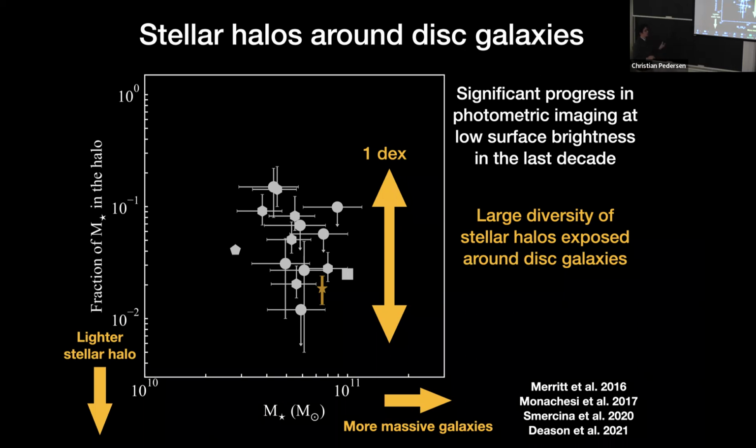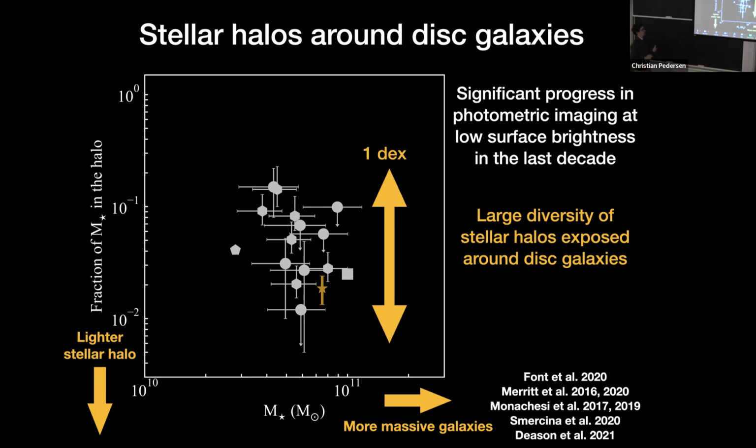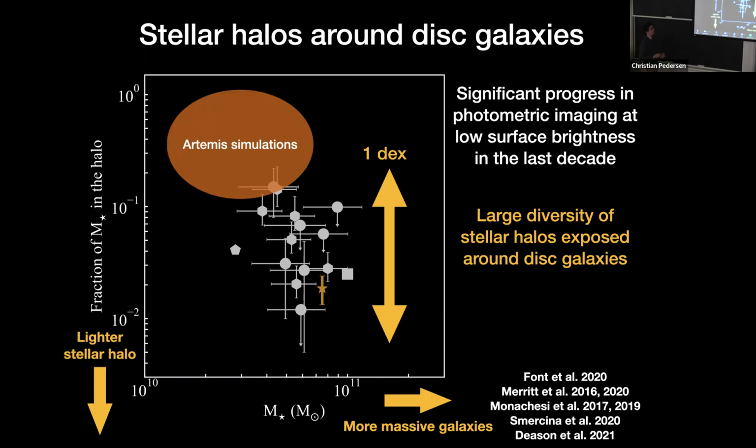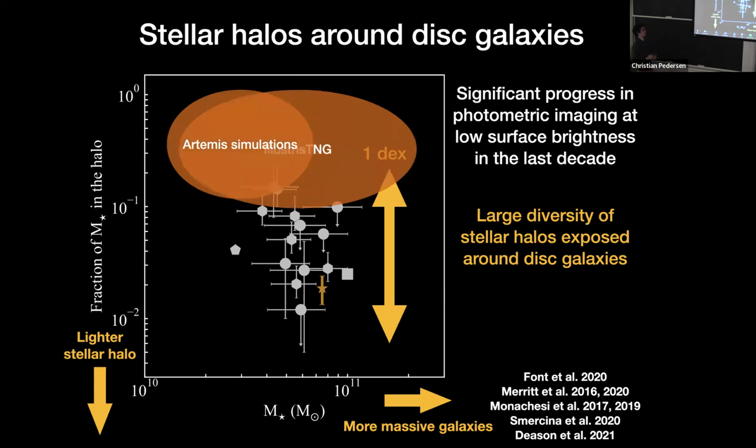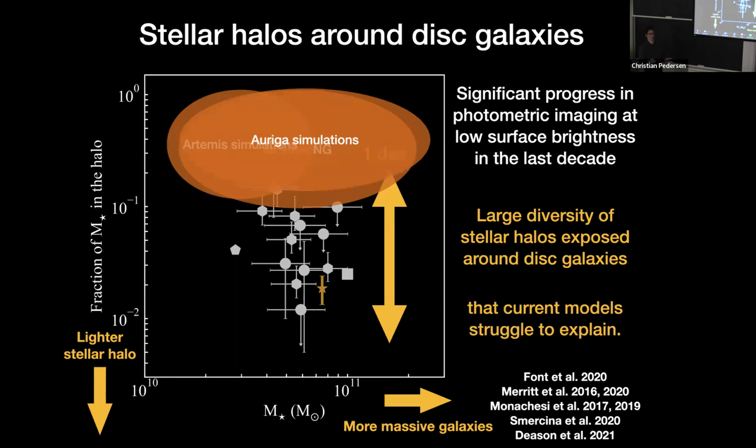And when we started comparing these against our best models for cosmological galaxy formation, this is what happened. Here I'm showing you some results from the Artemis Zoom simulations, some results from the Illustris TNG simulations, and some results from the Auriga simulations. My goal here is really not to point fingers. It's a way to say that there is a lot to be learned about our galaxy formation modeling in the fact that our models really struggle to explain this diversity of stellar halos.